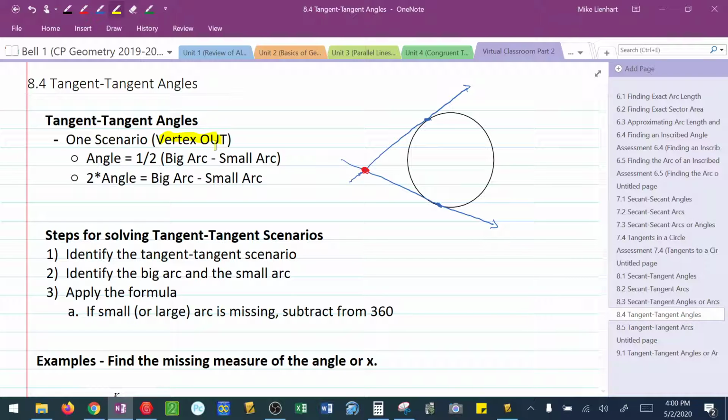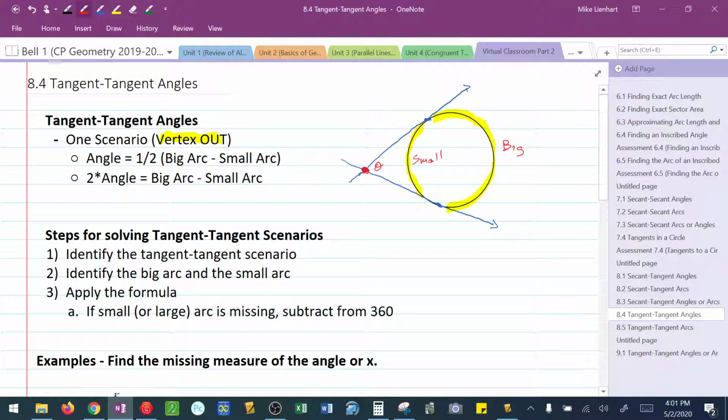Now, sometimes this does pose a little bit of a challenge. So here's our angle that we're talking about. There's our tangent-tangent angle. If you notice, there are two arcs that it separates the circle into. This arc and this arc. The one that is furthest away from the angle, we're going to refer to as the big arc. And the one that's closest, we're going to refer to as the small arc. And that's how we come up with the formula. It says the angle is equal to half big arc minus small arc, or 2 times the angle is equal to the big arc minus the small arc.